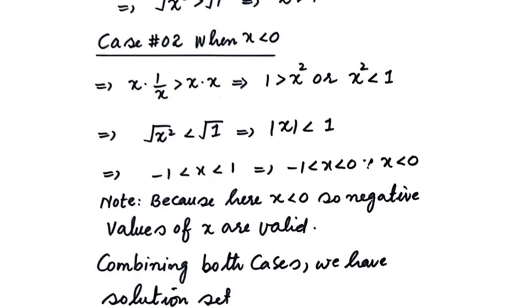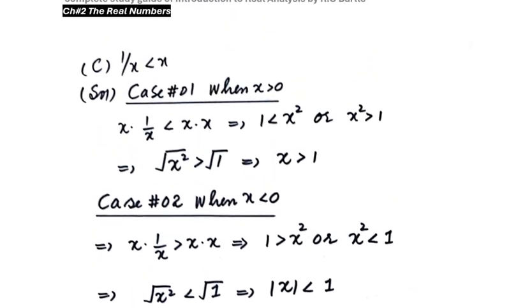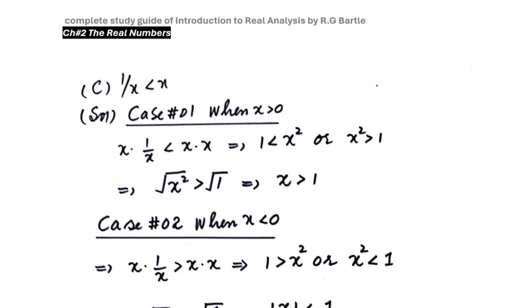Question number C. This is a very interesting question, and I have seen many students solve this question wrongly. Here 1 over x is less than x. Some of the students just multiply this inequality by x. This gives 1 less than x square, and then they write it as x square greater than 1.